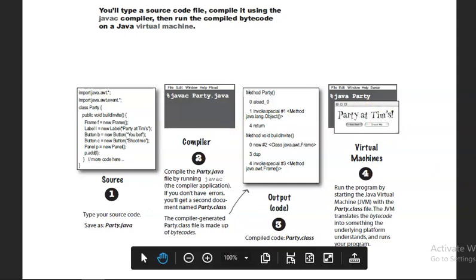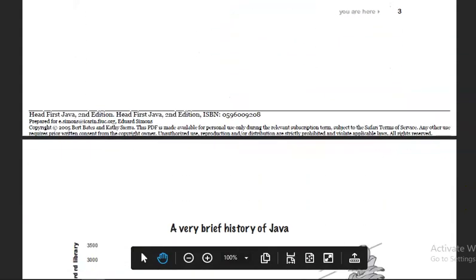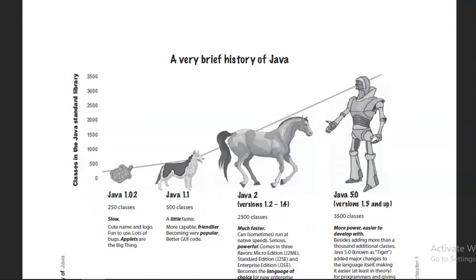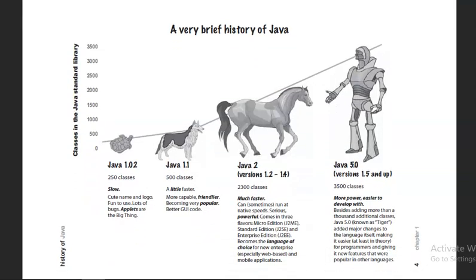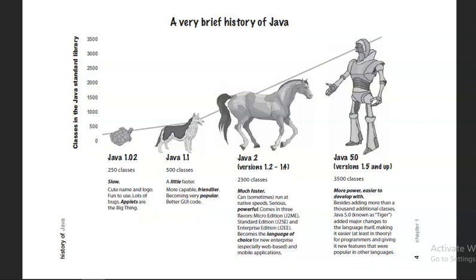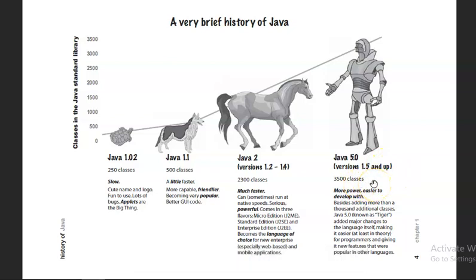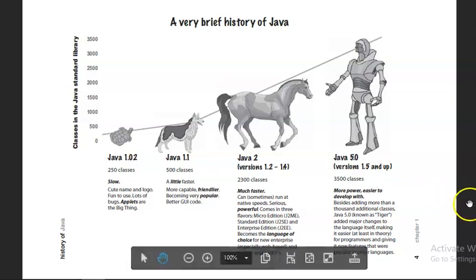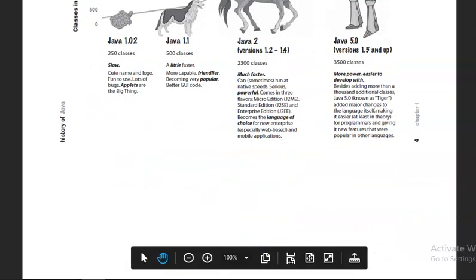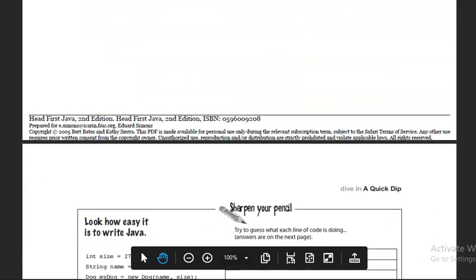So let's see what's the next concept discussed in this book. Here we can see a brief history of Java. I'm not going to go into the details of the history of Java, as we have seen that even after Java 5.0, there are many more versions with more classes and built-in functionalities. I'm not going to read it because you can simply go and check it on the Oracle website. You can see what is the latest JDK out there.